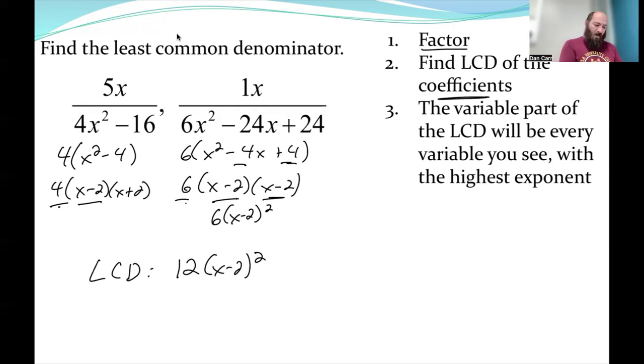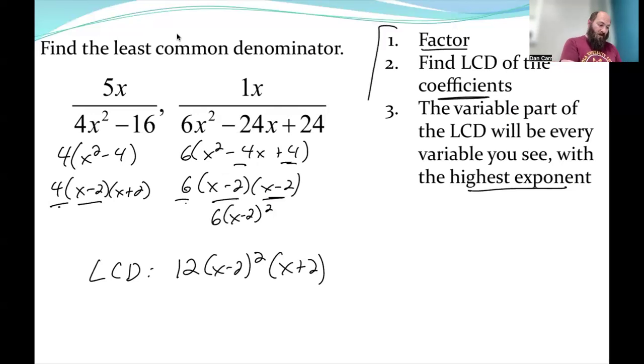It's kind of like the same idea as the highest exponent. My highest exponent for x minus 2 is this x minus 2 squared. And I still have an x plus 2, so that's going to be part of it as well. Okay, and that is it for today. So we're just trying to find that least common denominator.